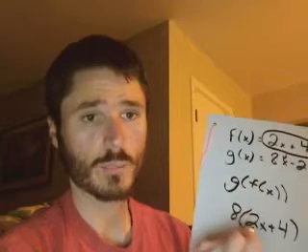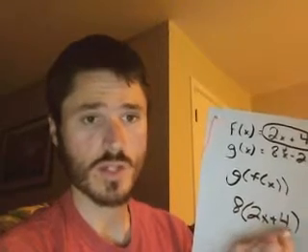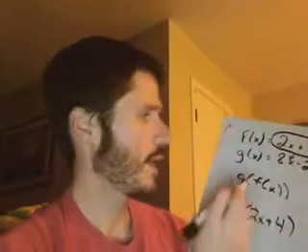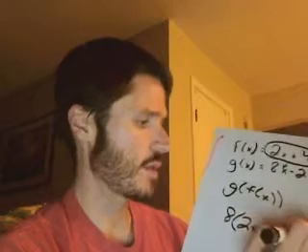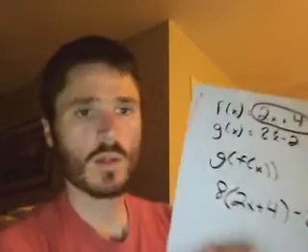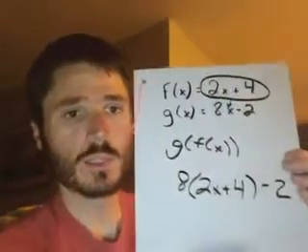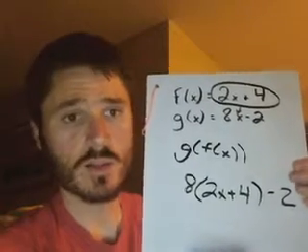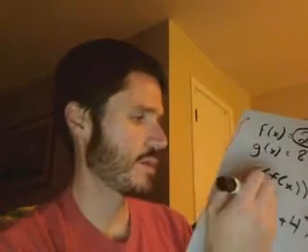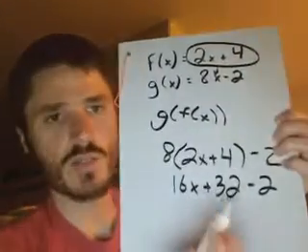Close parentheses, because I want to multiply it by the whole thing. This is essentially all of my x, and then I can't forget the minus 2 at the end. Can I clean this up a little bit? Yes, I can. Once again, applying the distributive property. So 8 times 2x is 16x. 8 times 4 is positive 32, minus 2, and of course I can take this one step further.